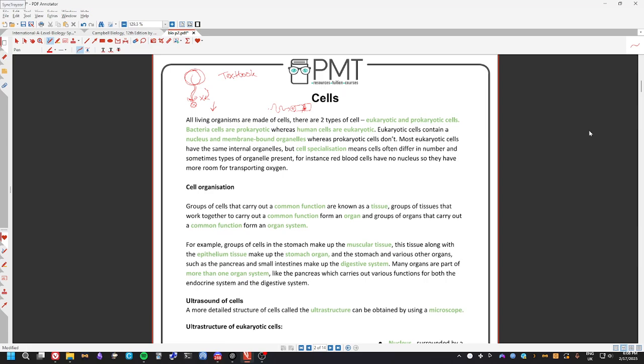So we're starting off really, really basic. We're going to talk about cells. Read Song of the Cell by Siddhartha Mukherjee or something like that. Pretty good book.